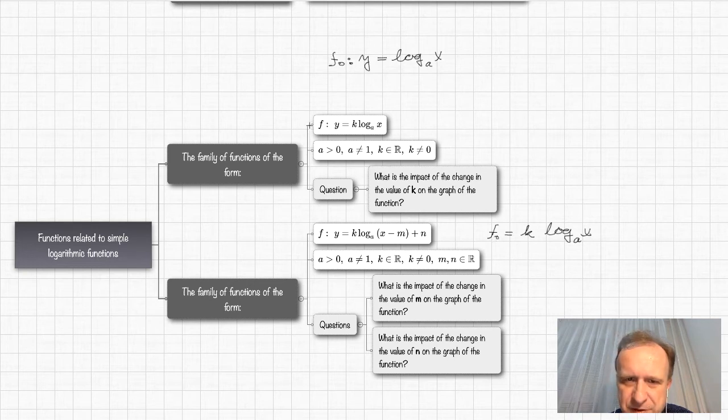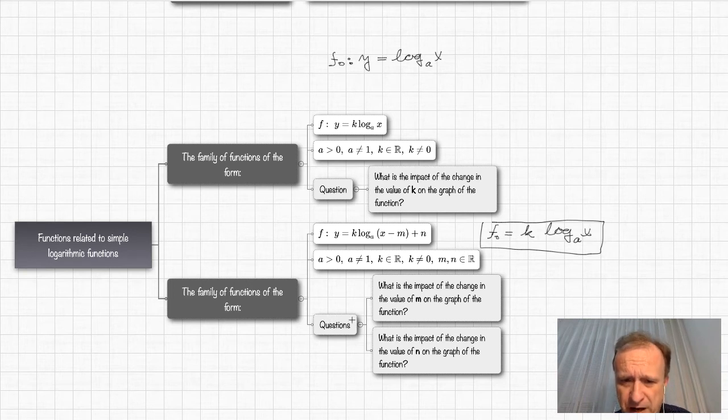So, the function mentioned a minute ago in this first part. Imagine you have this function f sub 0 and you have this one which is called f. The only difference is that there is m and n there. If m and n equal 0, then this function becomes identical to f sub 0, but in the general case m and n are different from zero, so these values may have some effect on the graph, and we are going to explore that.